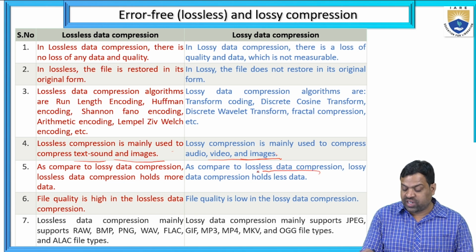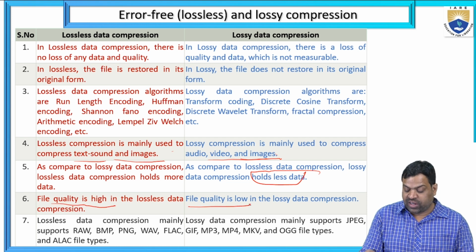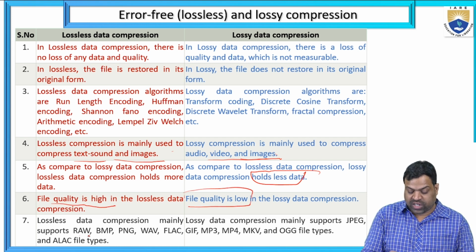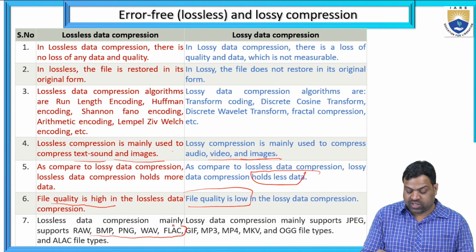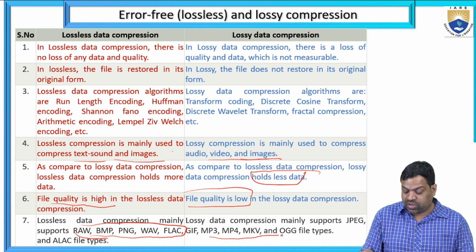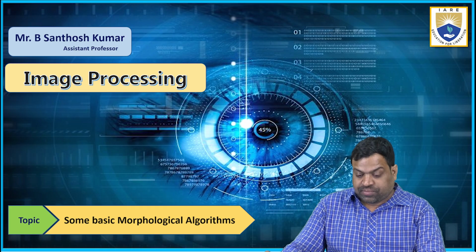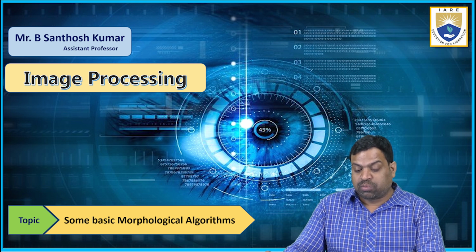Here we are compressing less data, and file quality is high. Here file quality is low. And what are the examples? Examples are RAW, BMP, PNG and ALAC files. Here MP3, MP4 and GIF files are there in lossy data compression. So these are about error-free images and lossy images, and some basic morphological algorithms.